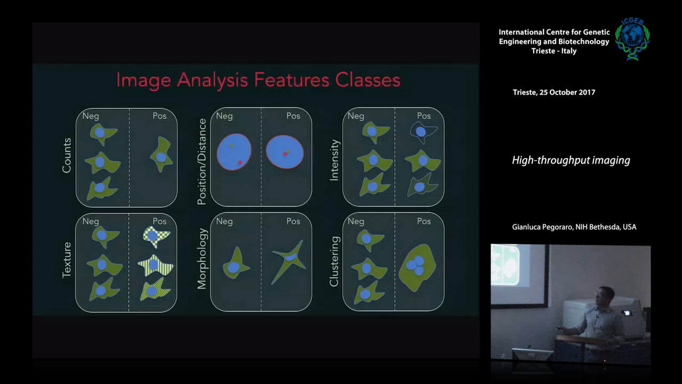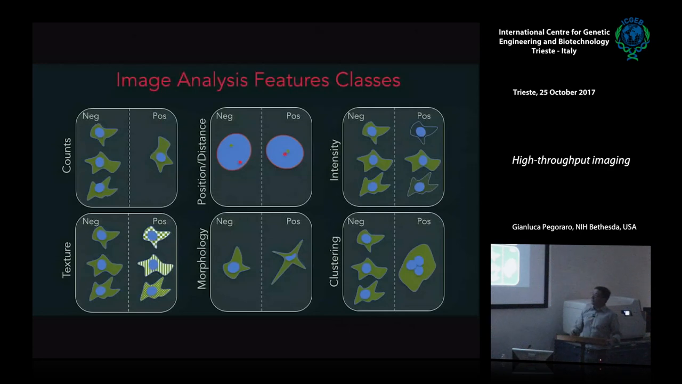The most common class of cellular features is counts. So we can count nuclei. We can count spots. But also, since we're using fluorescence microscopy, we can measure the position of subcellular objects or the distance between subcellular objects, such as, for example, two spots in two different colors inside a nucleus, as I'll show you in a little bit.